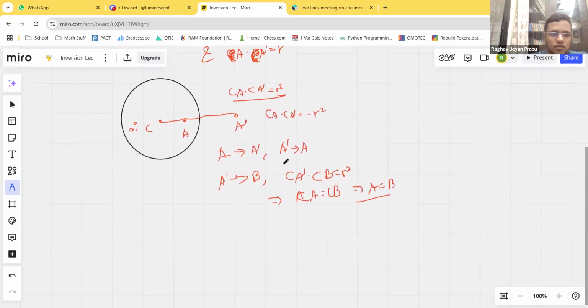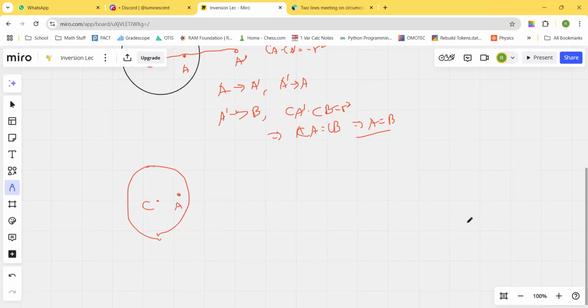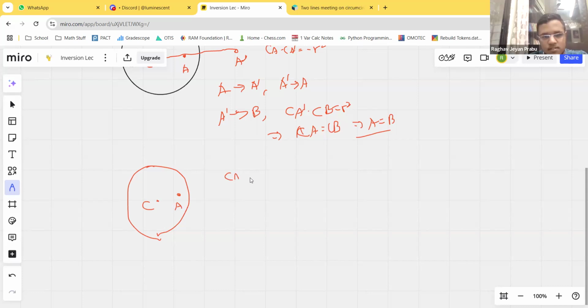Okay, so now can someone tell me, if I have a circle with center C and a point A inside the circle, where will A go? Will it be outside the circle, inside the circle, or on the circle? Outside. Correct. Because if you have CA times CA dash equal to R square and CA is less than R, then CA dash would be greater than R. And vice versa: if the point is outside the circle, it will go inside the circle, and any point on the circle will stay the same.